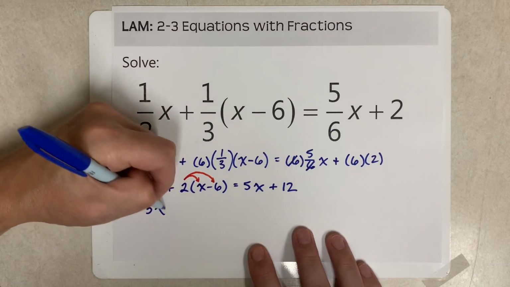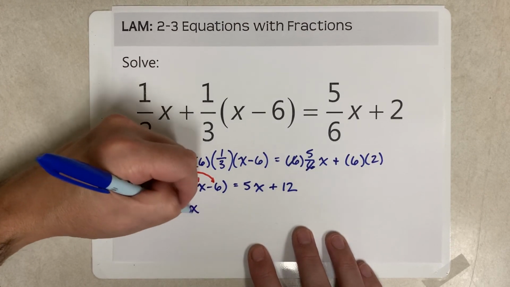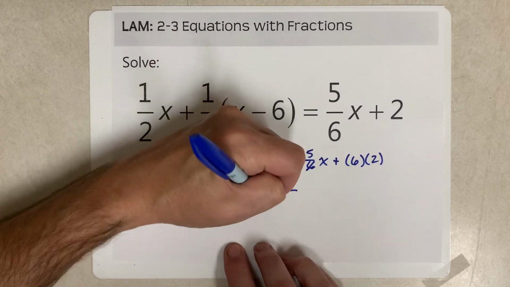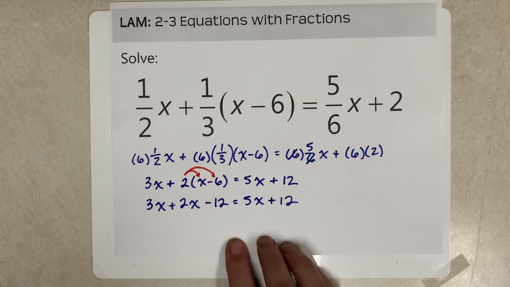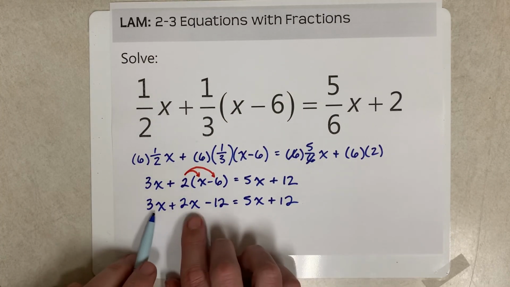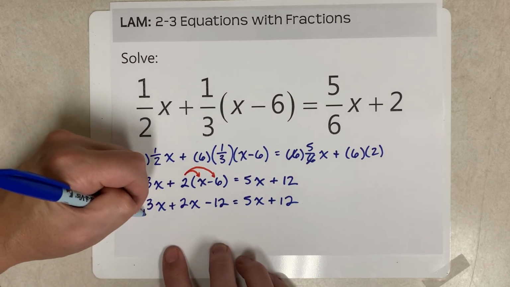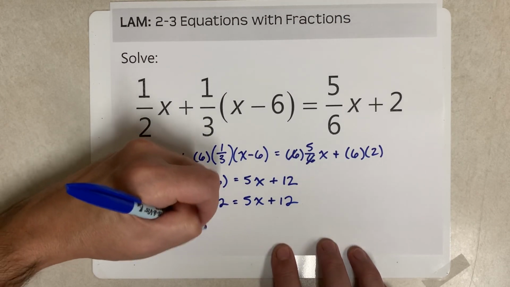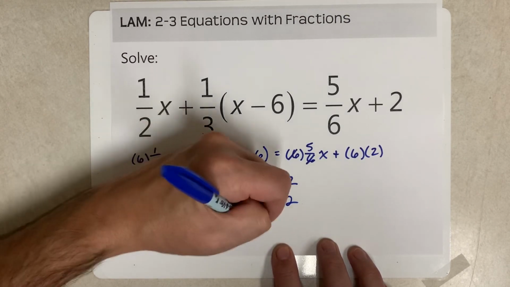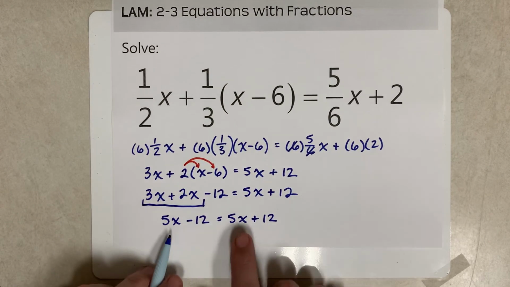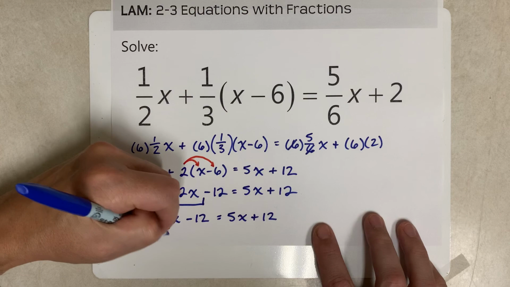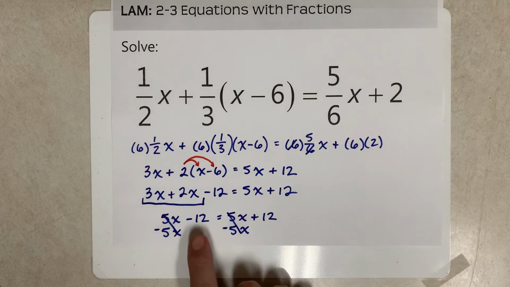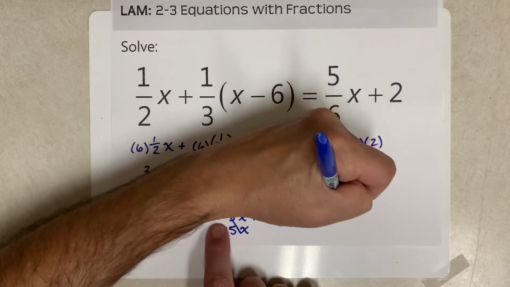So I have 3x plus 2x minus 12 is equal to 5x plus 12. Okay, so I've got this side over here that I can kind of clean up and add these two together. So if I add these two together right there, 3x and 2x make 5x minus 12 is equal to 5x plus 12. So now this is interesting because it has the same 5x on both sides. So if I subtract 5x on both sides, these cancel, but look what happens. It leaves me with a negative 12 equals 12.